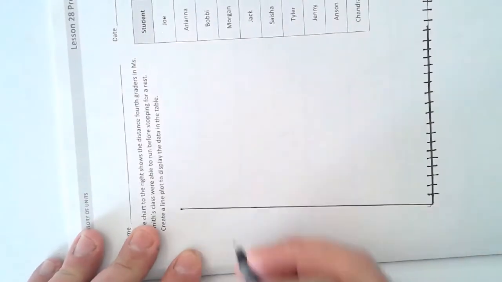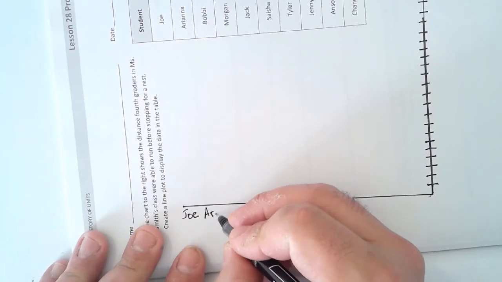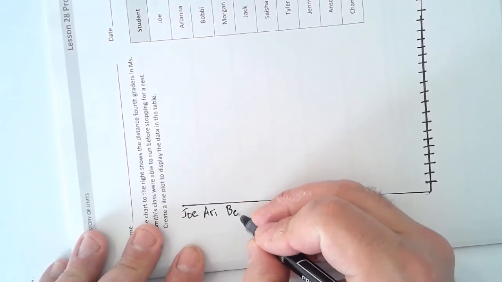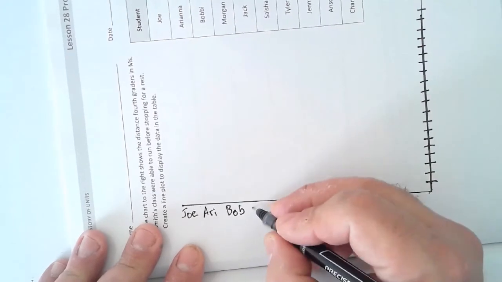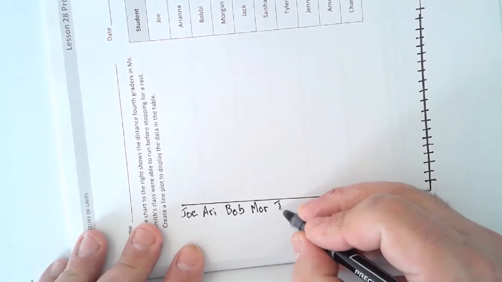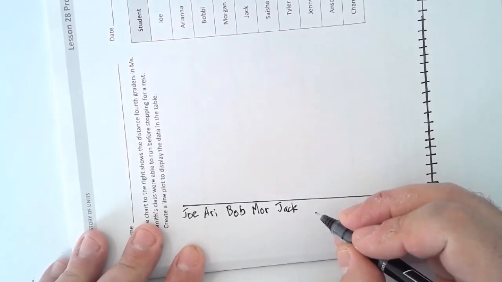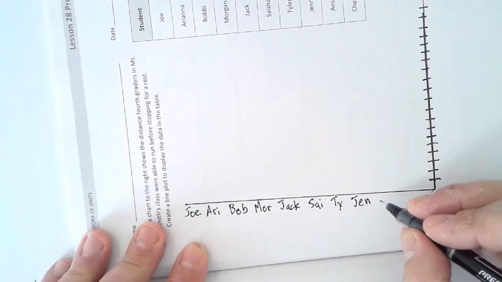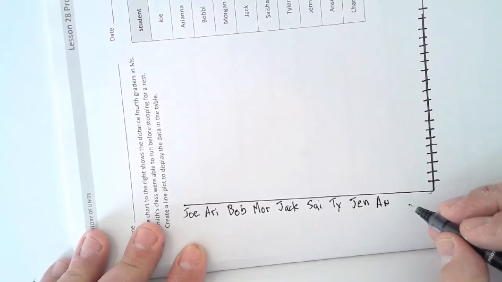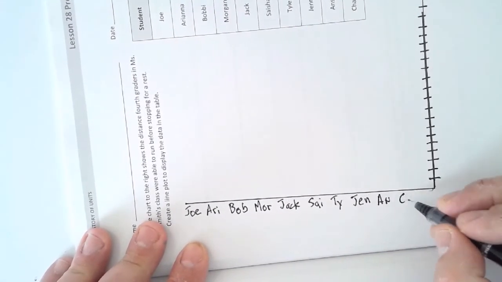We have our names here. We have Joe, Ariana. I'm just going to say Ari, shorten it. Bobby is going to be Bob. Morgan is going to be Moore. Jack. We have Saisha, and Anson is going to be Ann. And then last but not least is Chandra. We'll just call her Sean.